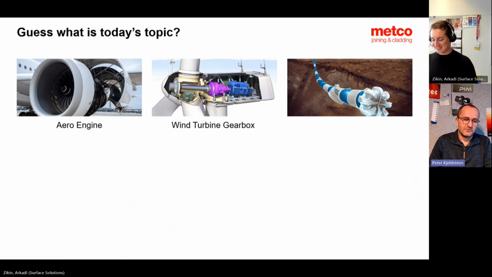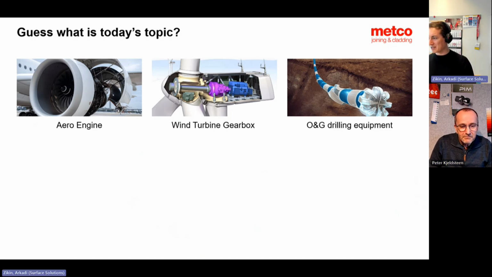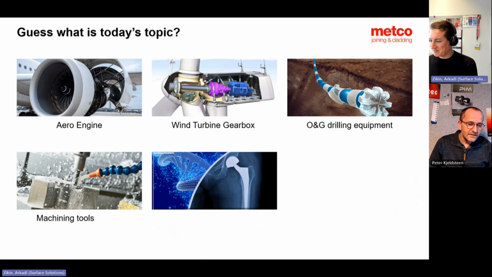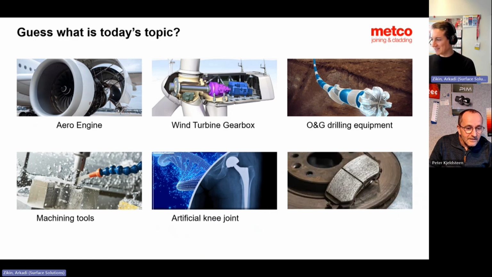So, what do you see on this photo? A drilling machine to drill a hole in the ground. Correct. For example, oil and gas drilling equipment. What do you see on this photo? That looks like a cutting tool in a piece of metal. Correct, with a certain water cooling or liquid cooling inside, so it's machining tools. What do you see on this photo? A hip implant. Excellent. Artificial knee joint.